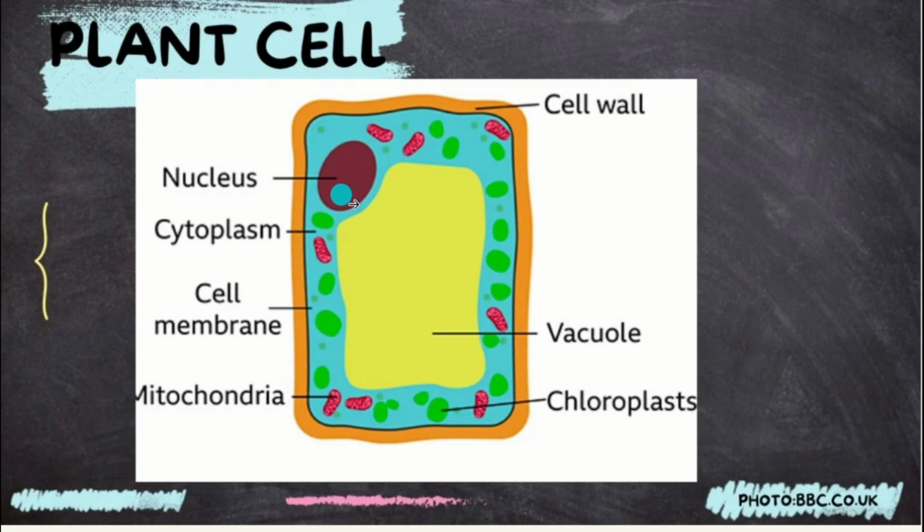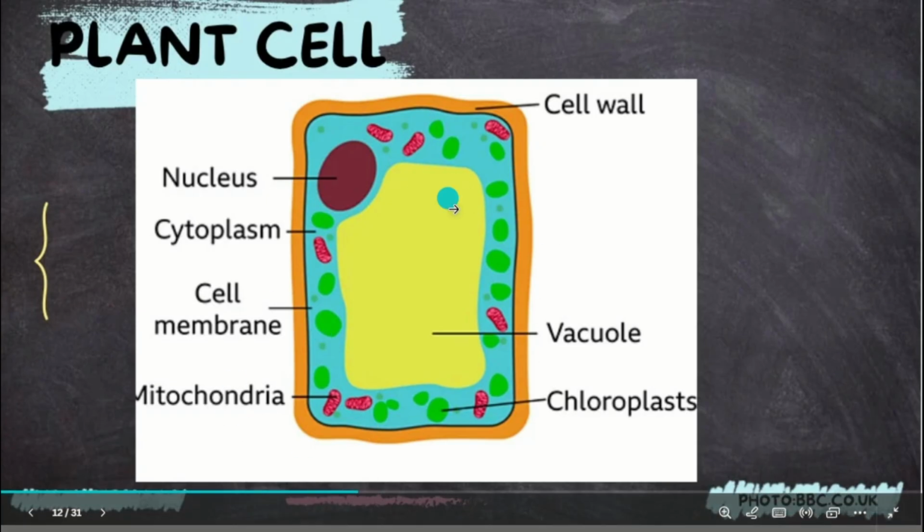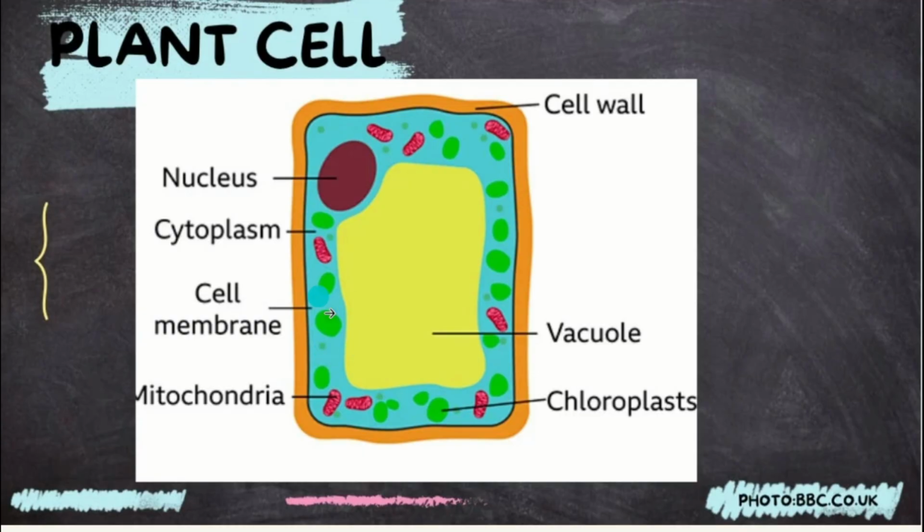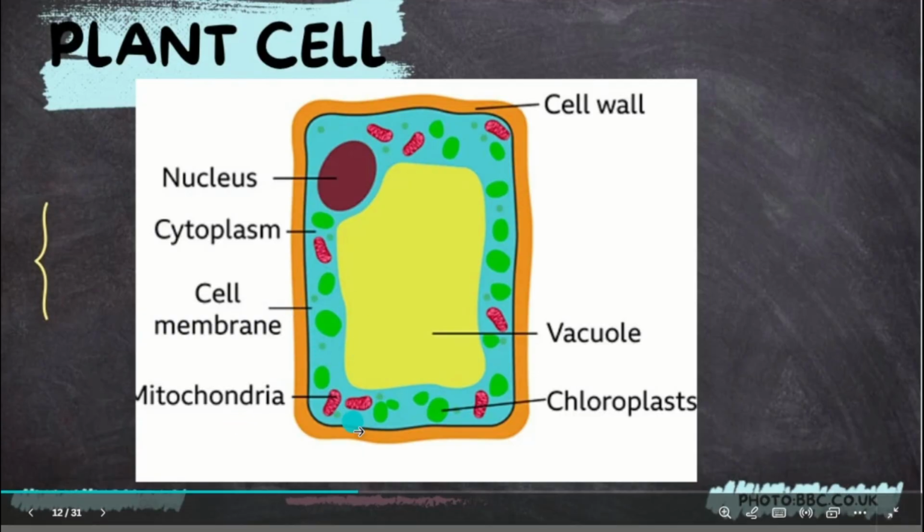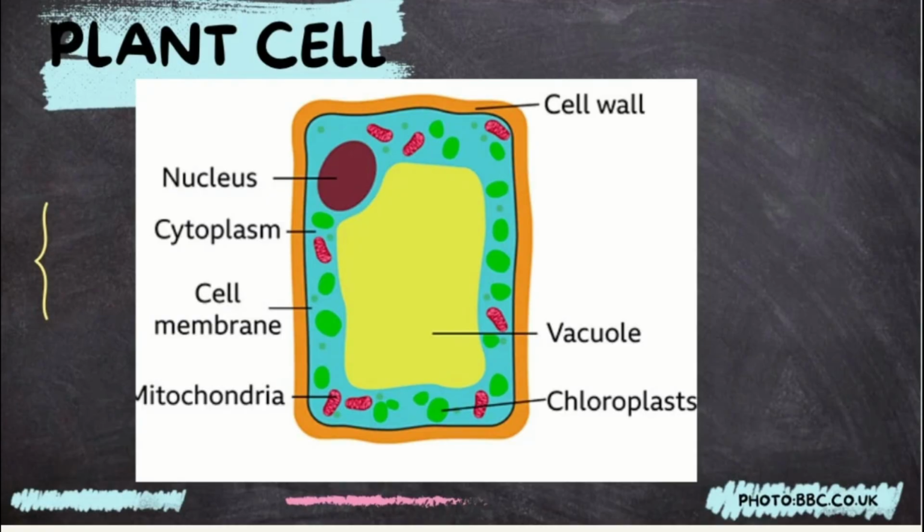This is the nucleus, right? It controls the cell. Cytoplasm, that same gel-like substance that holds the contents of the cell. This is the cell membrane that controls what moves in and out of the cell. The mitochondria, respiration, powerhouse, produces energy. Then we have this extremely large vacuole, right? This is a very big vacuole.